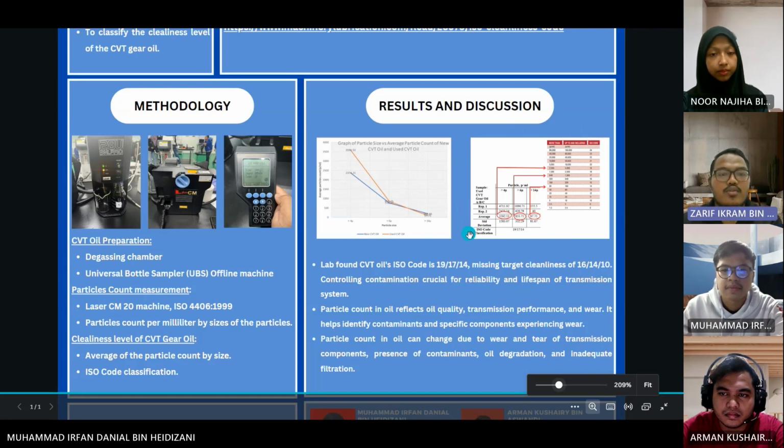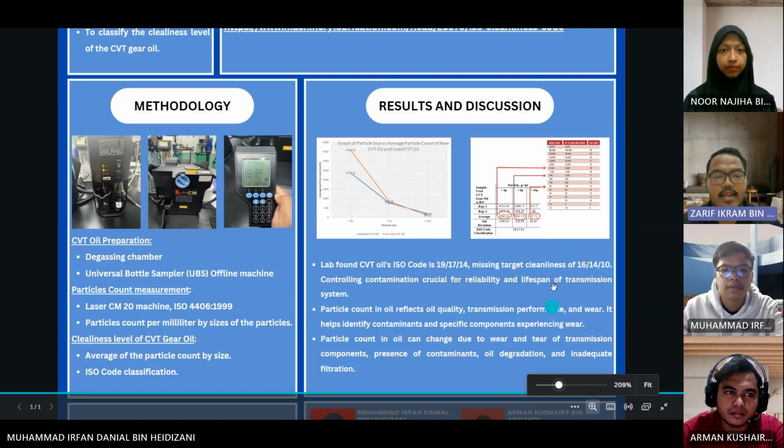The ISO code of the used CVT oil of this lab is 19/17/14 based on the ISO 4406 code levels. It is determined by the average number of particles counted in the oil. The target cleanliness is 16/14/10, but the used CVT oil did not achieve the target. To achieve the cleanliness level target, controlling contamination is crucial in lowering component failure rates. The reliability and lifespan of the transmission system can be increased by figuring out the ideal oil cleanliness level for a certain system and taking action to reach the target.